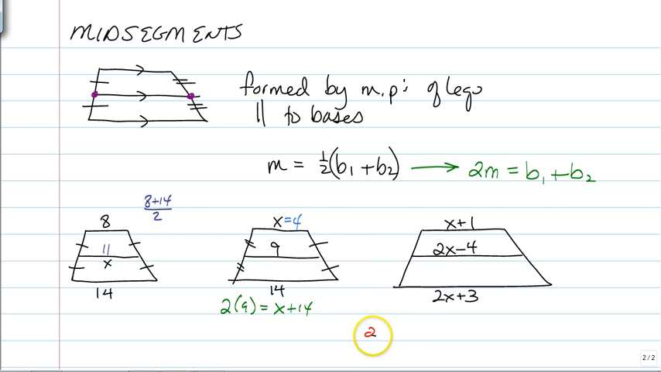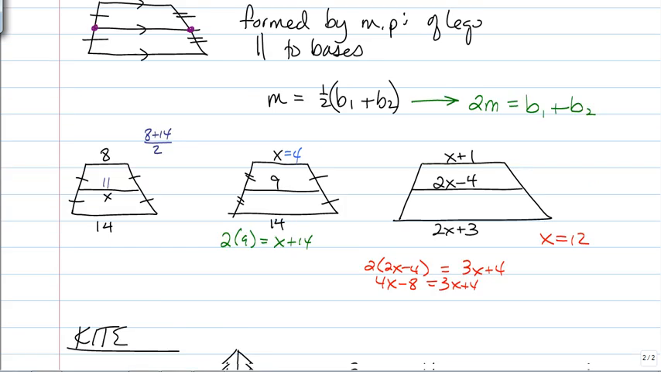You would want to use 2 times your mid-segment and set that equal to the sum of your bases. And that, of course, will give you 4x minus 8 is equal to 3x plus 4, which is going to give you x is equal to 12. All right? So that's mid-segments.